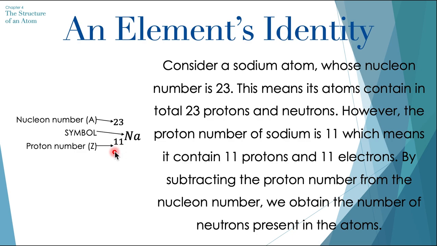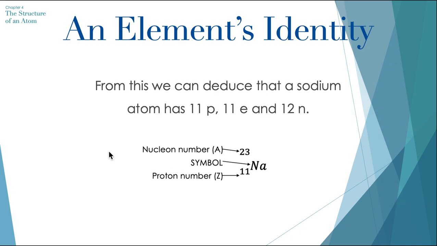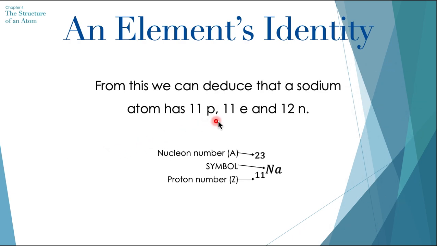And by this proton number, we can find out the neutron number as well. All we have to do is subtract the proton number from the nucleon number and we'll get the answer. So by subtracting the proton number from the nucleon number, we obtain the number of neutrons present in the atoms. So from this we can deduce that a sodium atom has 11 protons, 11 electrons and 12 neutrons.